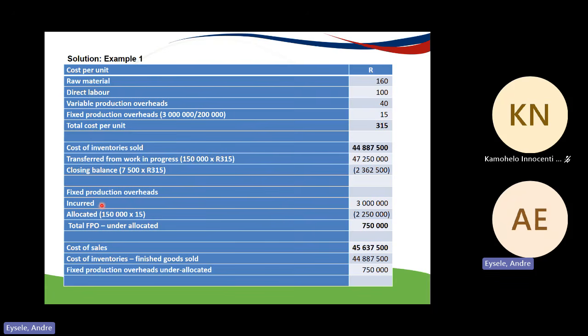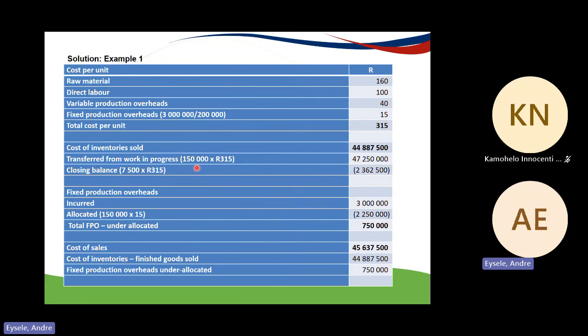Okay, so the allocated is 150,000 times 15 rand. That is what was allocated. The incurred amount is 3 million, and we need to add 750,000. So therefore, cost of inventory sold is 44 million, 887,500, and the fixed production under allocated is 750,000 rand. And colleagues, that is how we can determine the closing balance of 7,500 at 315 rand of the cost.